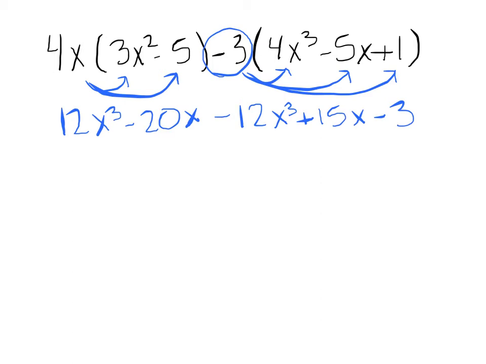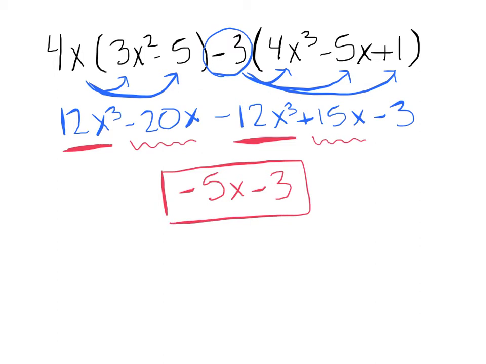Now, we need to combine like terms in this case because I see some things that have the exact same variables and the exact same exponents. I have 12x cubed minus 12x cubed. Well, in this case, those are opposites, so they actually cancel out. All right, that makes my answer a little bit easier. I also have negative 20x, and I have positive 15x. Negative 20 plus 15 is negative 5x. Then I have a negative 3, and it doesn't have any like terms, so it stays as it is. So the final solution of this big single distribution problem is negative 5x minus 3.